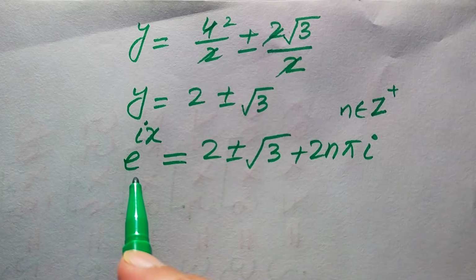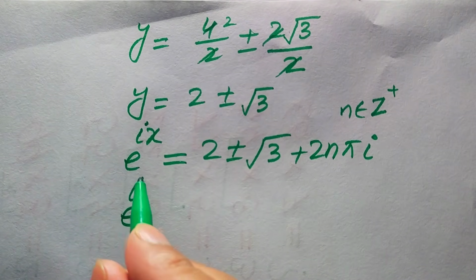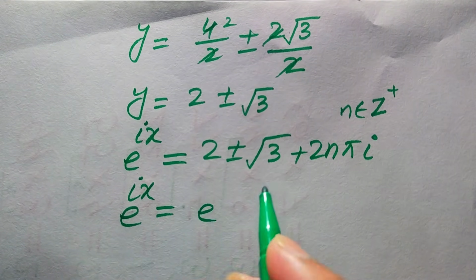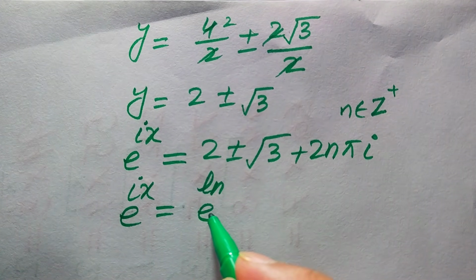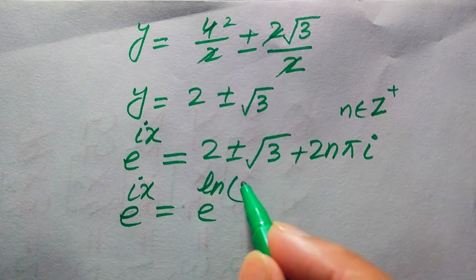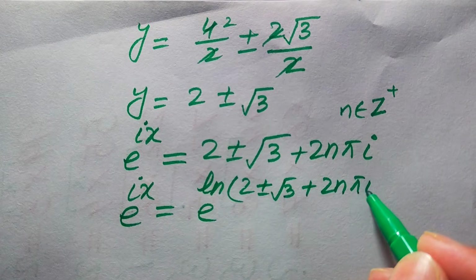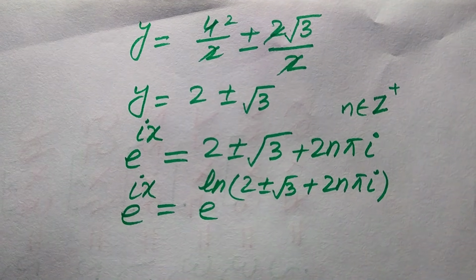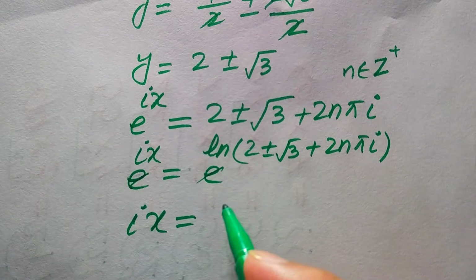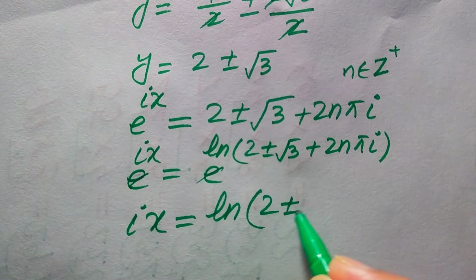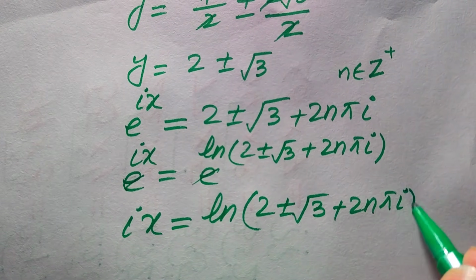So further, in order to find the value of x, we need to remove this exponential here. We need some working on the right hand side, and we write the right hand side in the form of log and anti-log. So we write this value as e to the power of log of 2 plus minus square root of 3, plus 2n pi iota. Now this e and e are gone, and we get iota x equals log of 2 plus minus square root of 3 plus 2n pi iota.